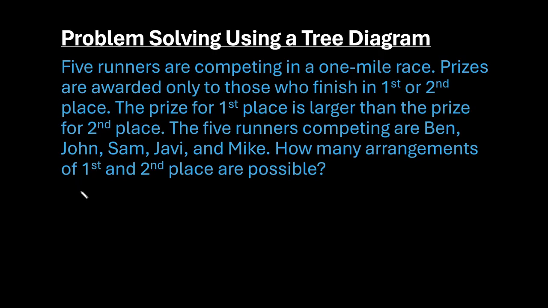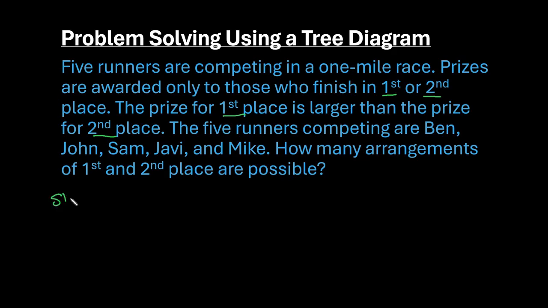So what we have in this one is 5 runners are competing in a 1-mile race. Prizes are awarded only to those who finish in first or second place. So only first and second place are going to receive the prize. The prize for first place is larger than the prize for second place, which means coming in first is different than coming in second, so that the order is important. And we have 5 runners who are competing in this race: Ben, John, Sam, Javi, and Mike. How many arrangements of first and second place are possible?